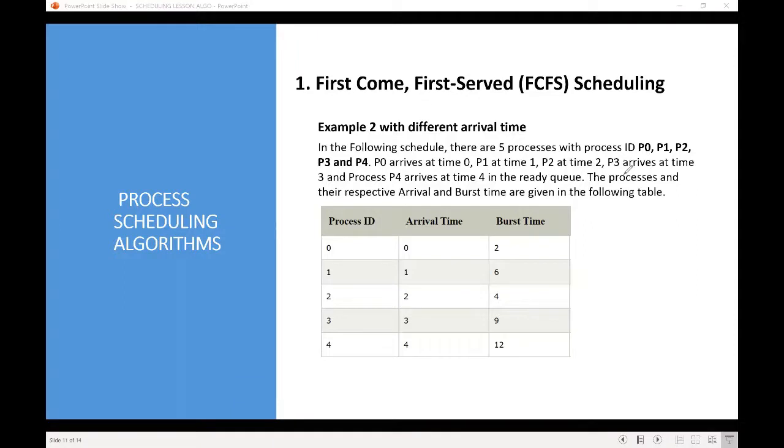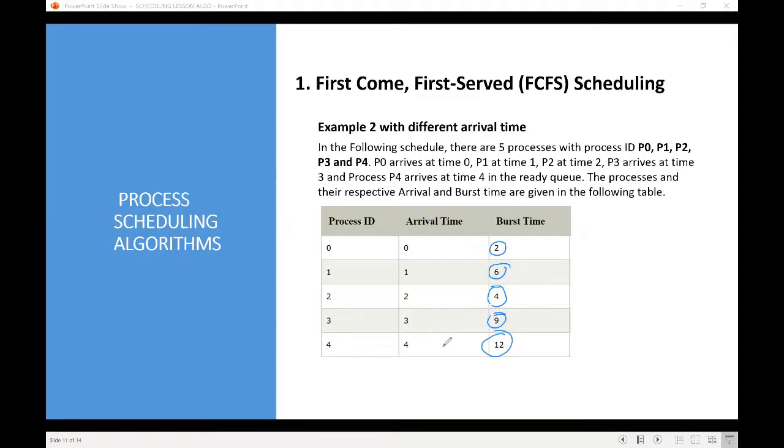And we have their burst times. So we find that process P0 is going to use 2 milliseconds. Process P1 is going to use 6 milliseconds. Process 3 is going to use 4. Process number 4, 9. Process number 5 is going to use 12 milliseconds.